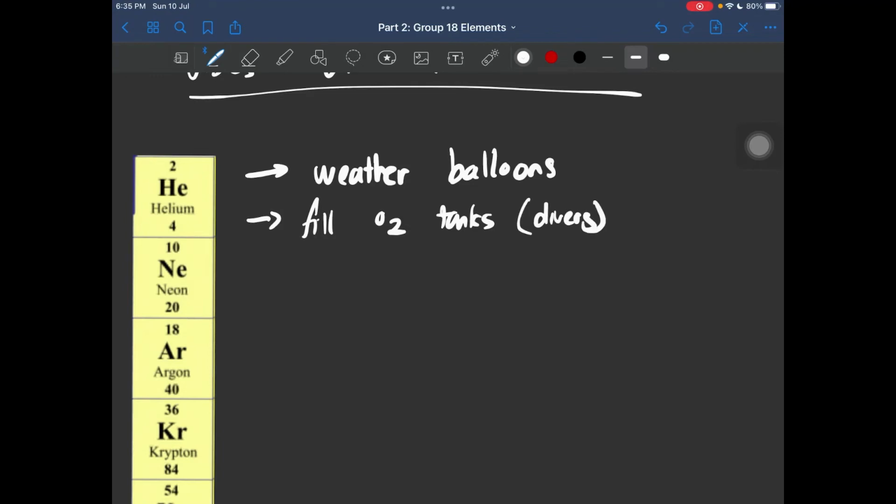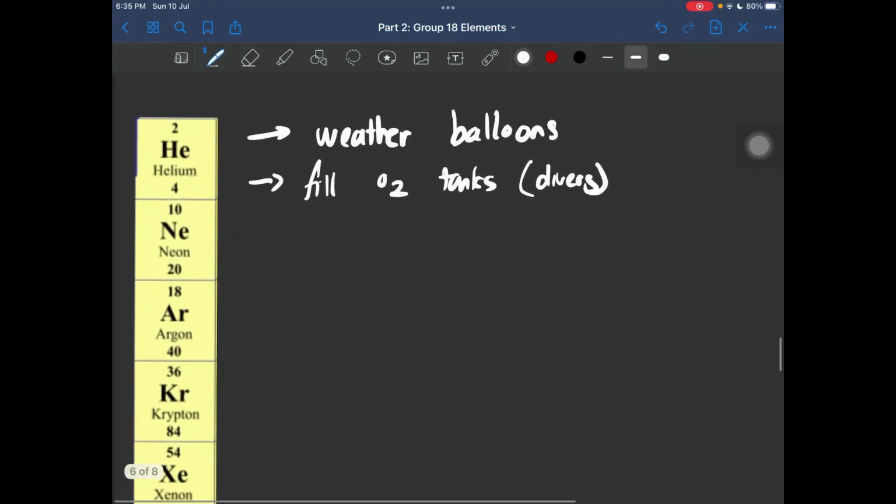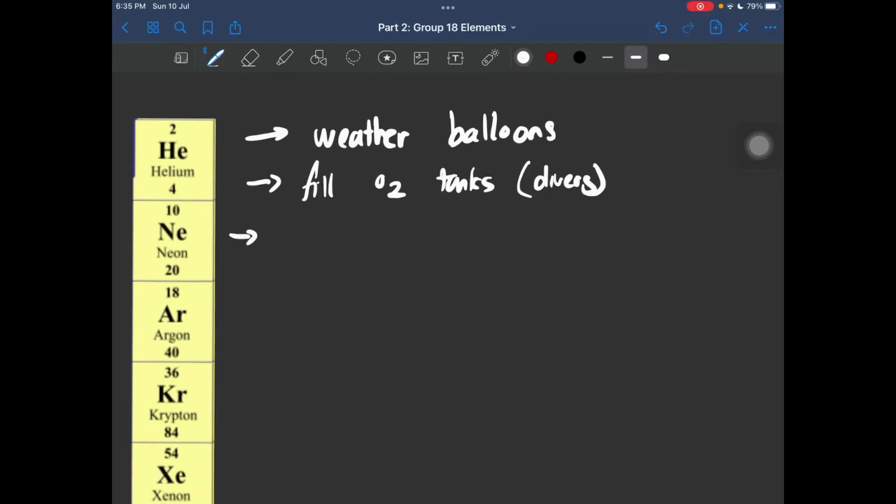Now how about neon? Neon is used for the neon lights used for advertising boards and billboards. We often hear of neon lights, the bright lights that you always see that people use for advertising boards, billboards, and so on.